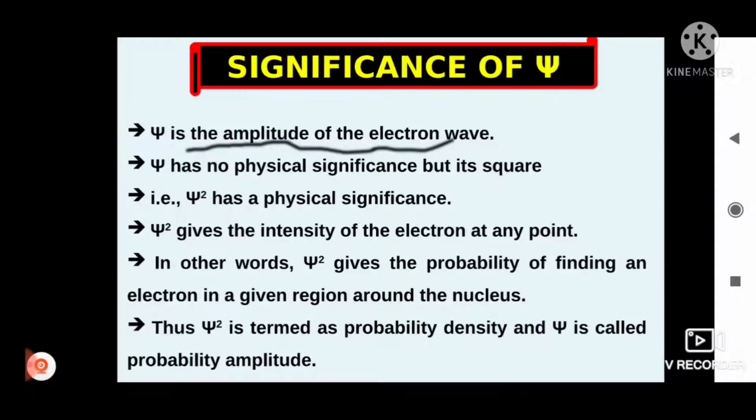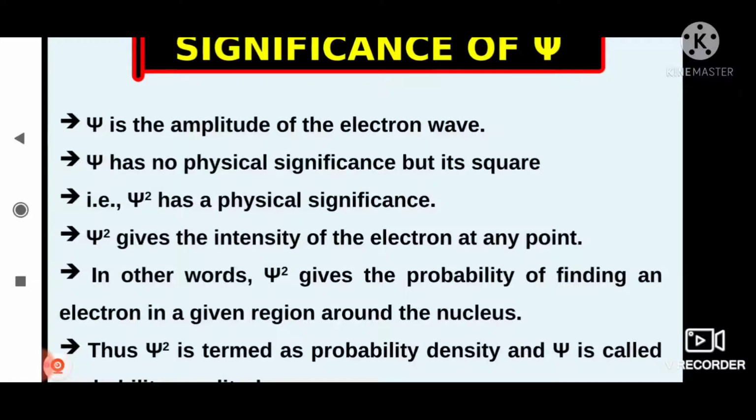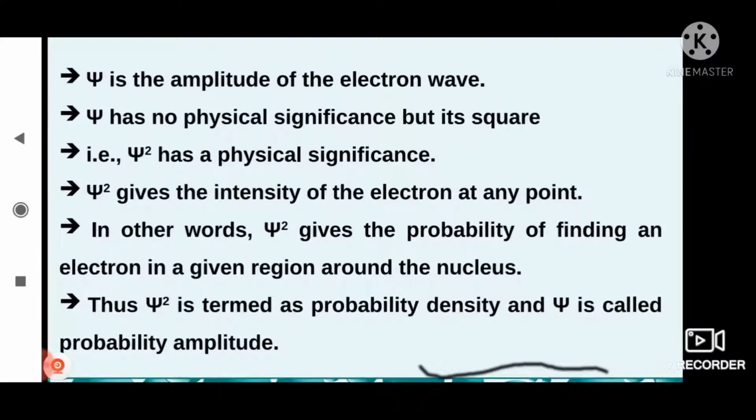The significance of the ψ wave function: ψ is the amplitude of the electron wave. ψ has no physical significance, but its square has physical significance. ψ², the square of the wave function, gives the intensity of the electron at any point. ψ² gives the probability of finding an electron in a given region around the nucleus, and ψ² is termed the probability density and ψ is called the probability amplitude.